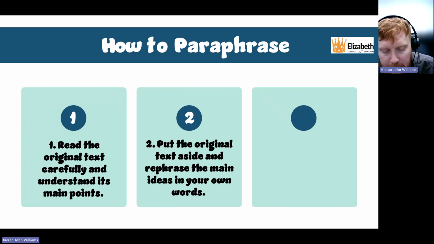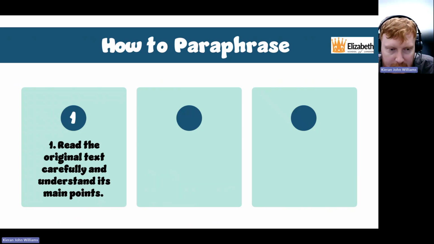So in the next step, what you should then do is put that original text aside. So you read the book, close the book, put it away. You read the article, close the tab on the computer, and then see if you can, in your own words, write out what was the main idea. Okay. If you can't remember what the main idea was, or if you don't understand what the main idea was, then you really have to go back to the first point.